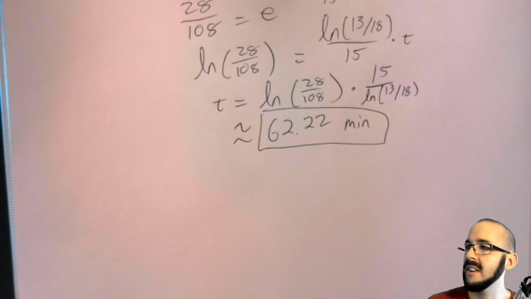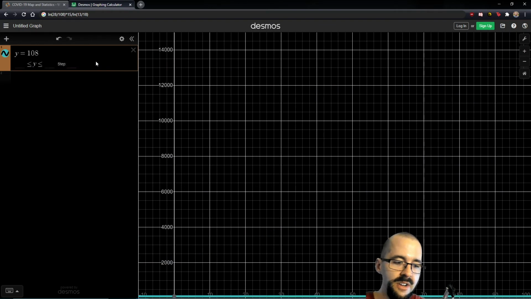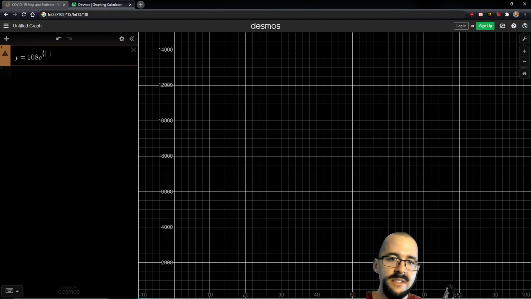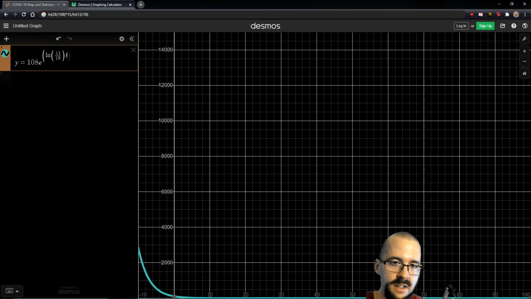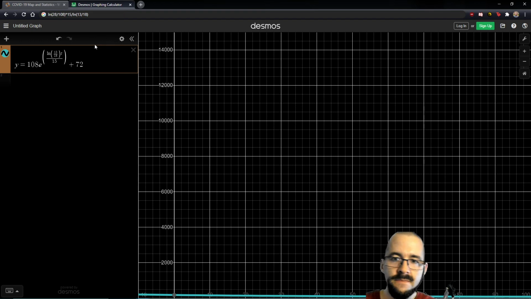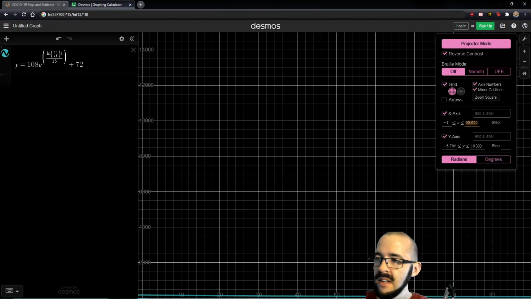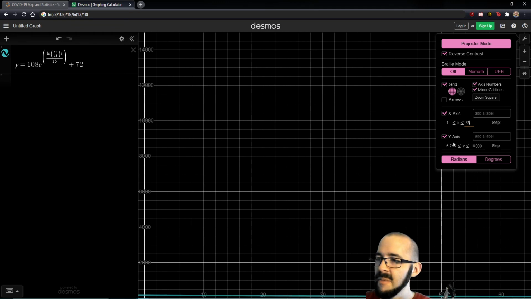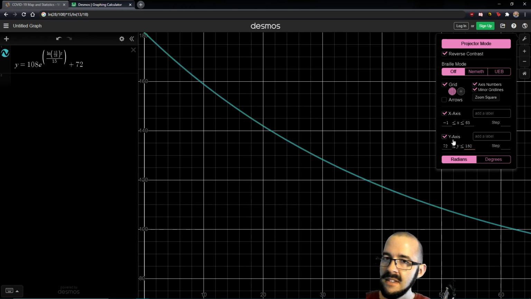All right, and we can look at a graph of this, right? So if we looked at a graph of this, our function was 108 times e raised to the natural log of 13 over 18 t divided by 15 plus 72. And let's look at the first 65 minutes of this function. Started at 180 degrees, and then the ambient room is 72 degrees.